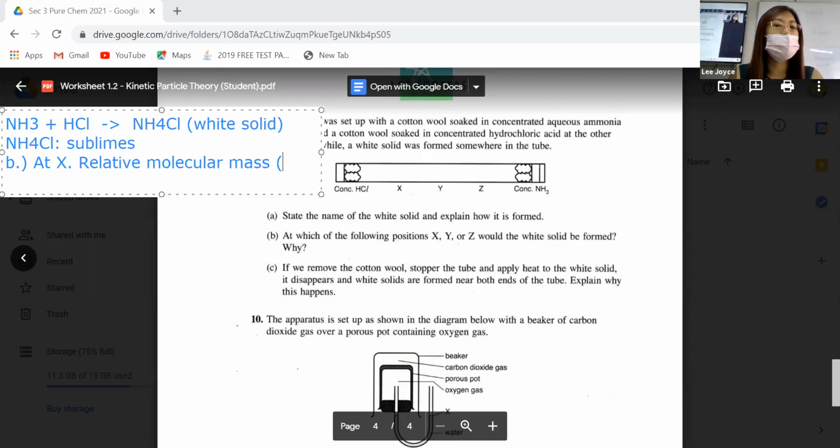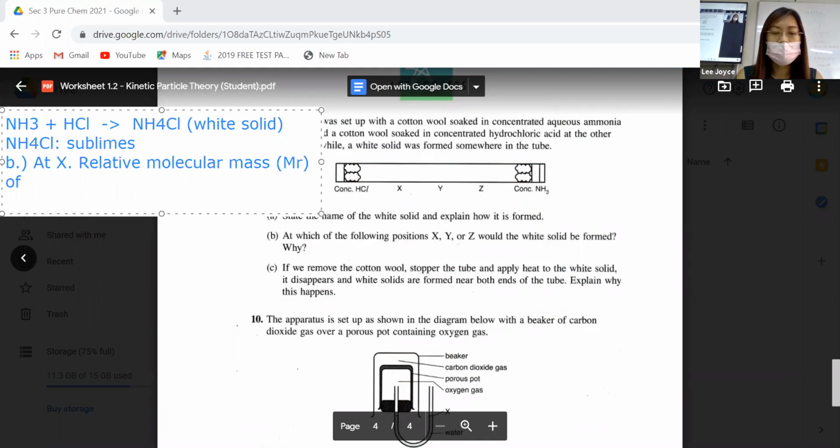Now we can't use the abbreviation Mr without indicating the full name for it. If you find that these words are too long, what you can do is indicate the full name firstly, then Mr in brackets, so that for the subsequent parts of the answer you can keep using the abbreviation. But you cannot use the abbreviation first without telling the examiner what it stands for. Got it?